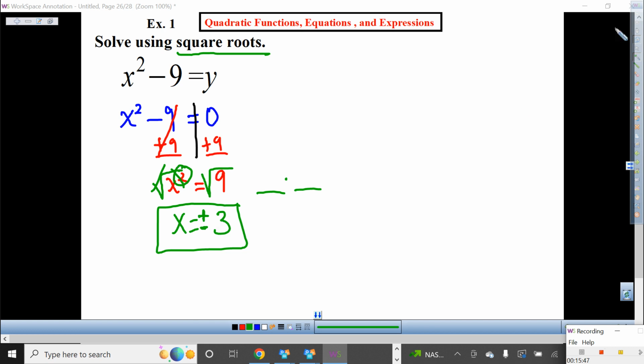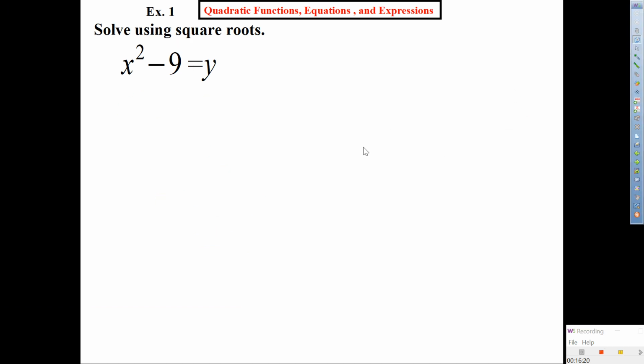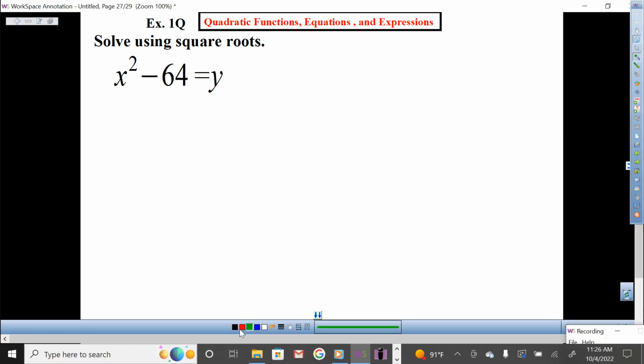Let's do another one. Copy this. Example 1Q. X squared minus 64 equals y. Also solve that using square roots. I'm going to give you a head start, see if you can do that by yourself. But before we start, tell your neighbor the very first thing you're going to do. Very first thing. Yeah, first thing, Alyssa, what did you do? Yeah, change it to 0, the y.